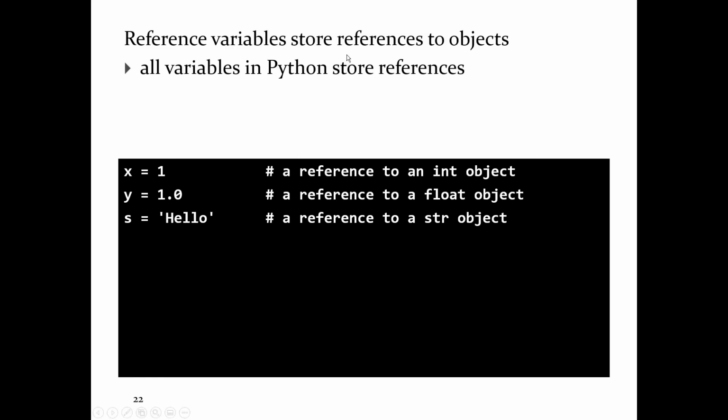All right, so reference variables store references to objects. And in Python, all variables store references. In other words, they don't store the actual value. So x does not store the value 1. X is a reference to an int object. Y does not store the value 1.0. Y is a reference to a float object. And s does not store the string hello. S is a reference to some string object. And in Python, the type is actually str.